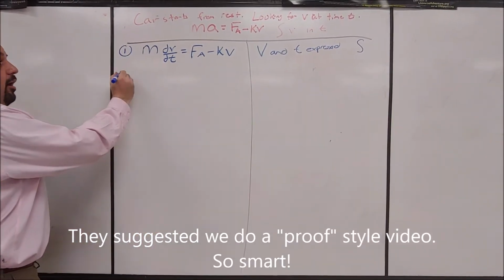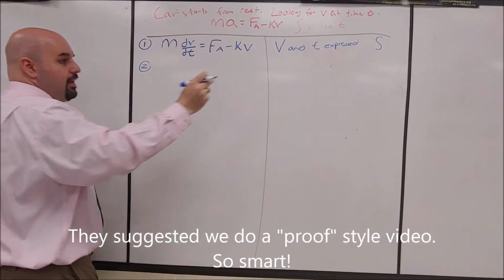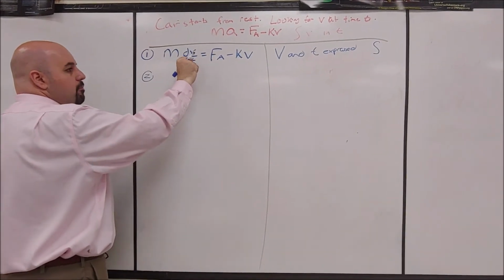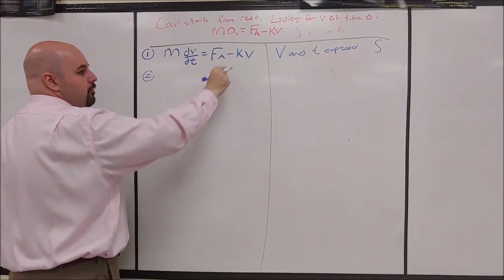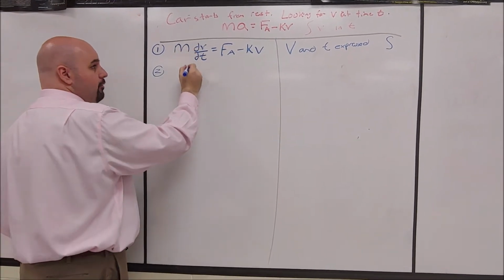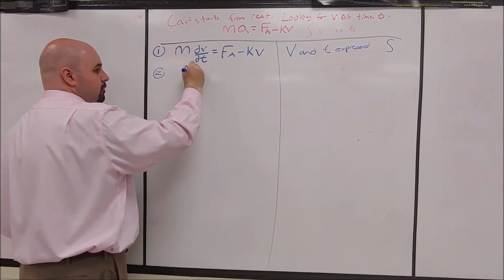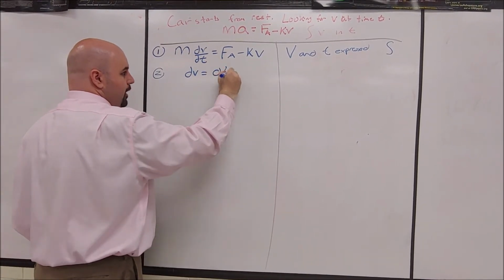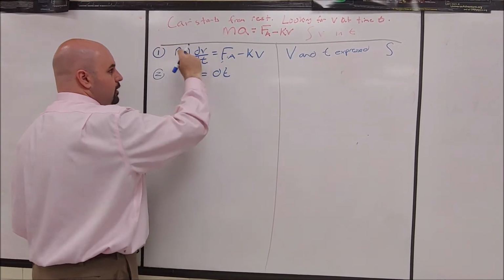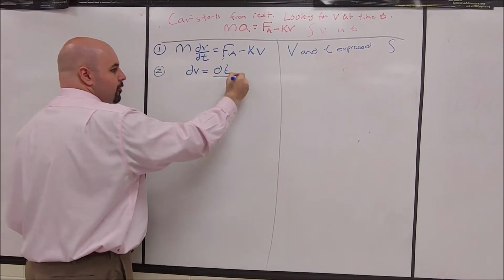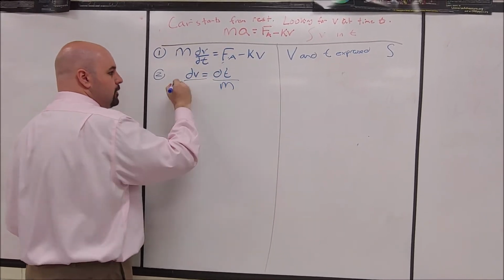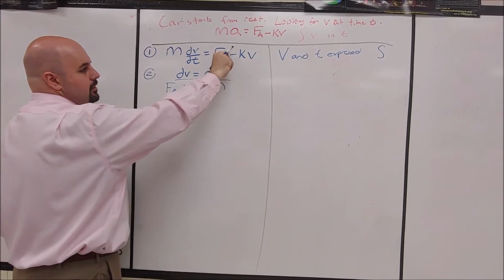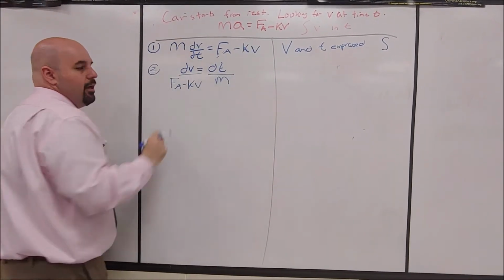Seriously. Now, in order to get v and t expressed, I want v and t on different sides. So I'm going to move dt over here, and all the stuff with the v's over here. So step one, let's get rid of that m. I'm going to move dt over here by multiplication. Cool with that? So I'm going to divide by m, divide by Fa minus kv. It's kind of like I multiply by dt and divide both sides by m.